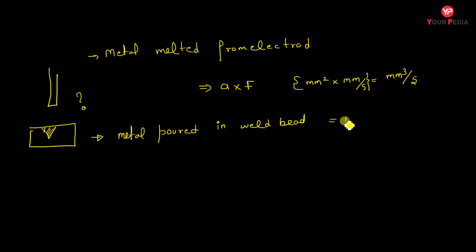So the answer is, sir, area of weld bead into speed of welding. Here, can we calculate the units? Sir, yes, area in mm square into speed in mm per second. So the final units are mm cube per second.